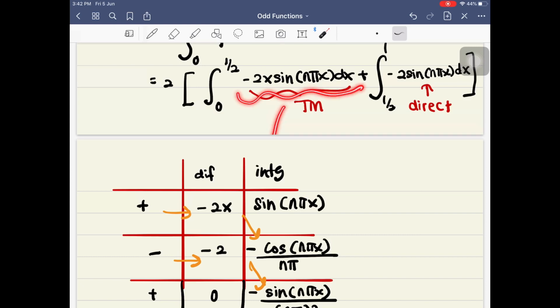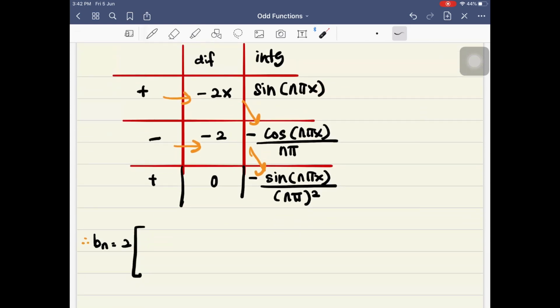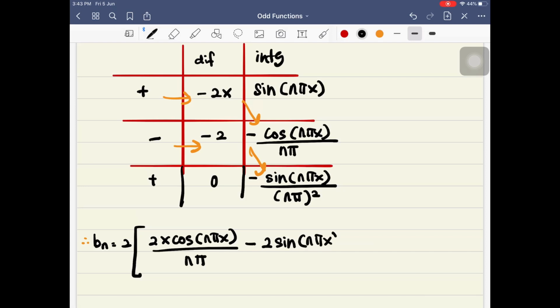For the first function here, we refer to this tabular method. So negative will give you positive. So you will have 2x cos n pi x over n pi, minus plus minus, you will have minus 2 sine n pi x over n pi the whole thing squared. So this is for the first function, where the upper limit is 1 over 2 and the lower limit is 0.